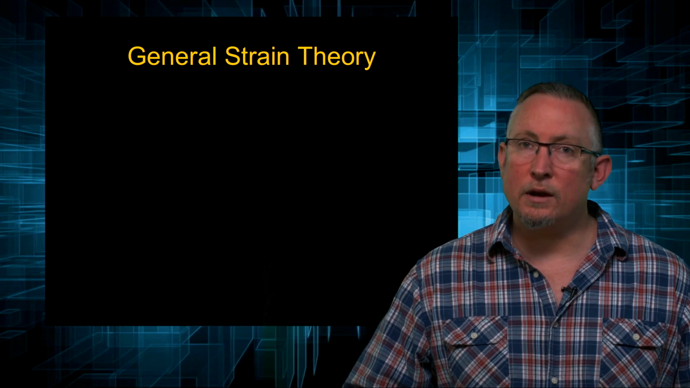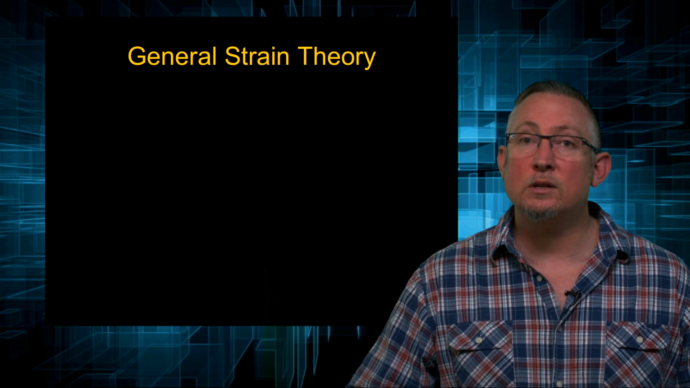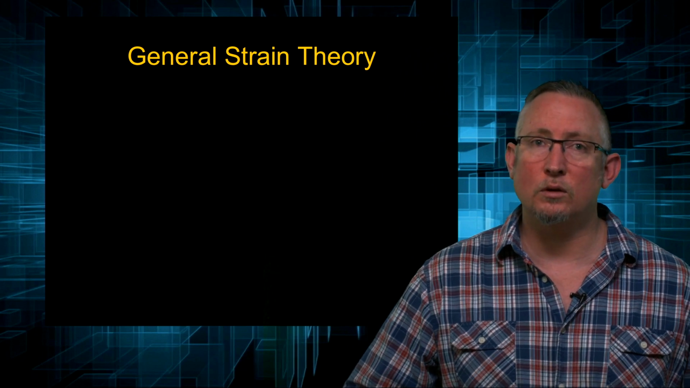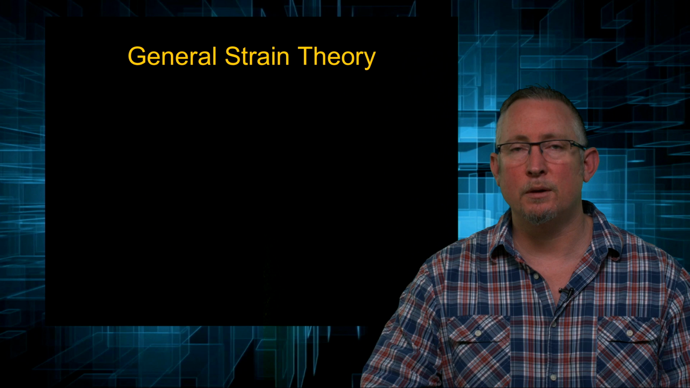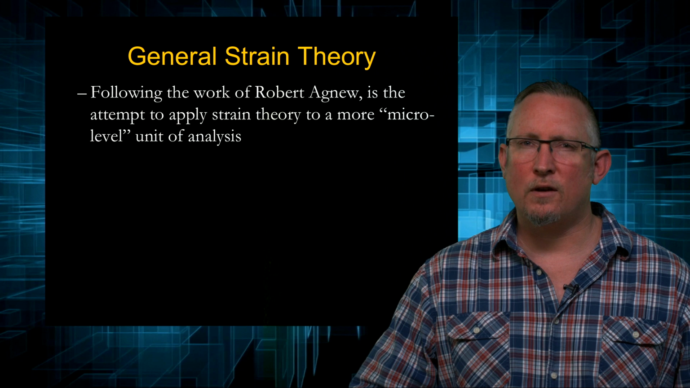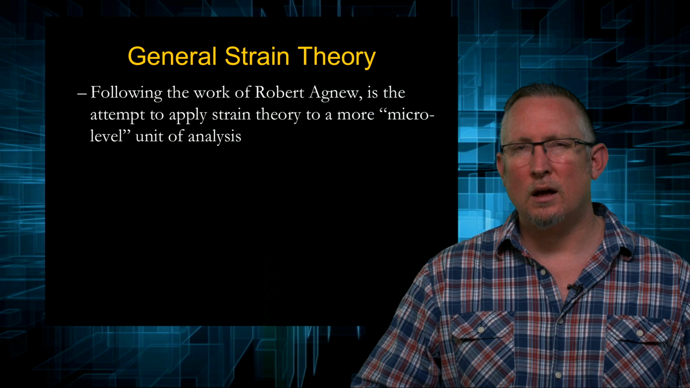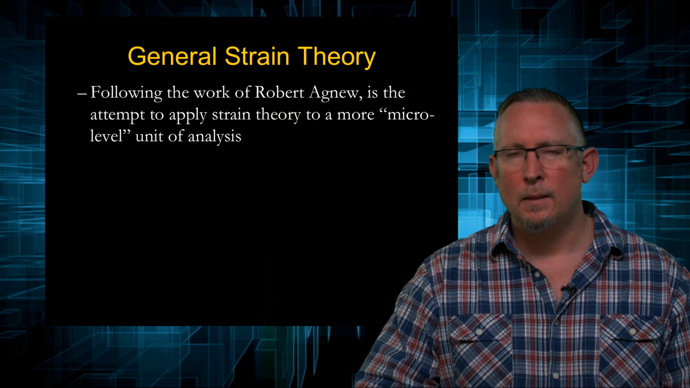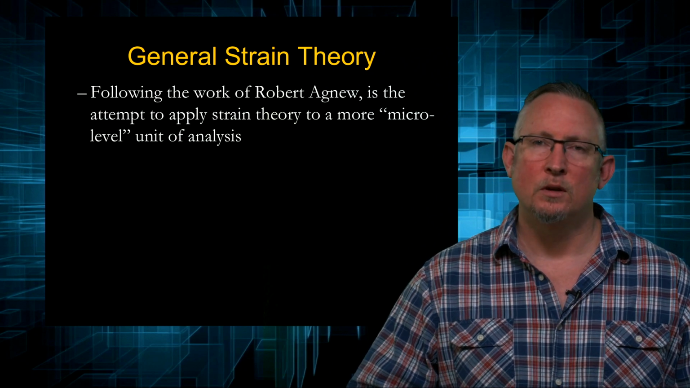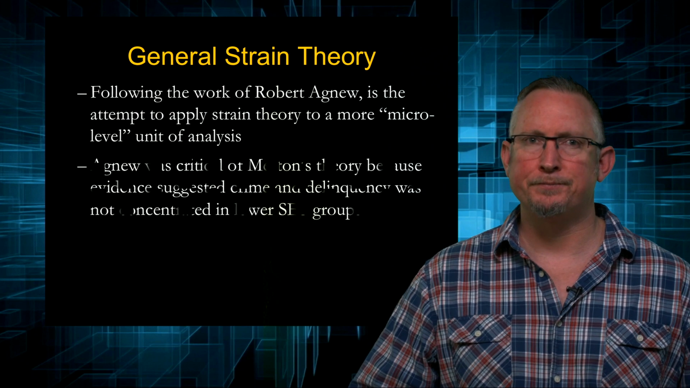So Merton's strain theory was quite dominant up through, let's say, the 1970s, early 1980s, increasingly criticized for a number of reasons that we'll look at following our discussion of general strain theory. General strain theory follows the work of Robert Agnew, really becomes popular in the 1980s and significant by the 1990s. It's an attempt to apply Merton's strain theory to a more micro-level unit of analysis. So here we're really talking about group and individual level versus middle-range theory.